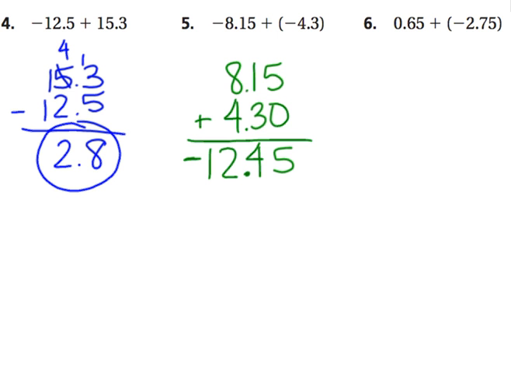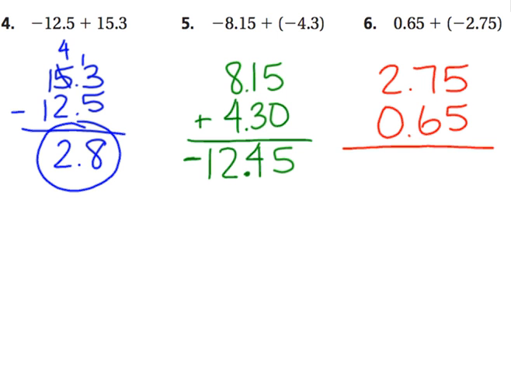All right, and last one for now, -2 and 75 hundredths added to 65 hundredths. These two have different signs, so I'm going to subtract the absolute values, and we want to line up the number with the smaller absolute value below the number with the larger absolute value. That way we can subtract and borrow when we need to.